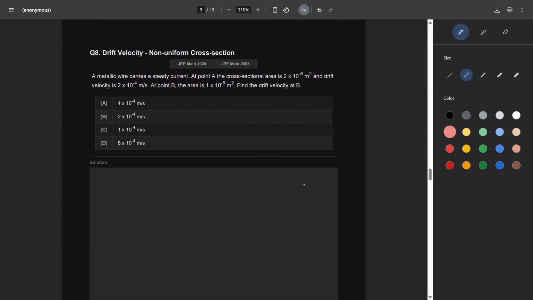Drift velocity, the easiest question, I think. You see the current is steady, right? Current is steady. We have area at a point as this and velocity this. At this point, area is this. We need to find the velocity, right? So the current is NEAV, right? We have N same, E same.